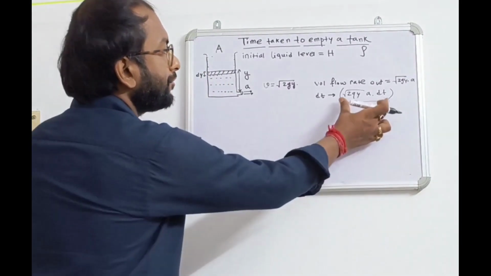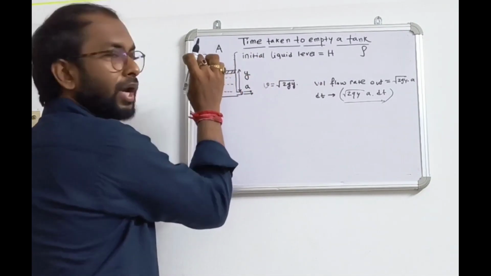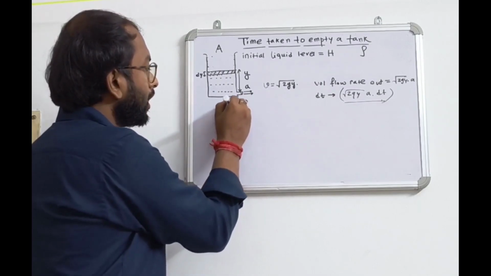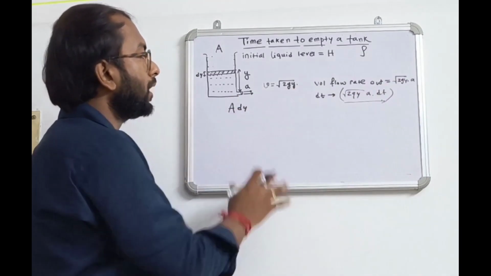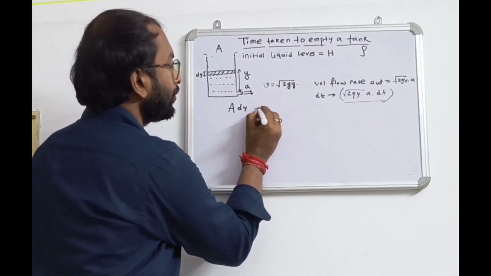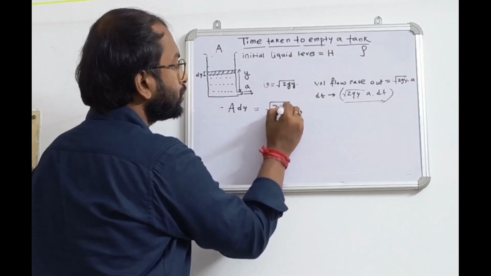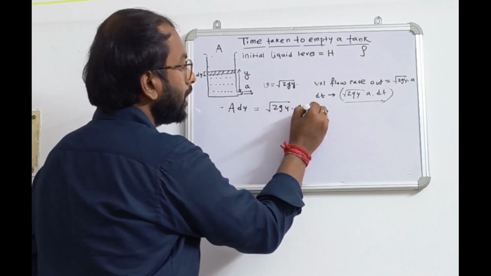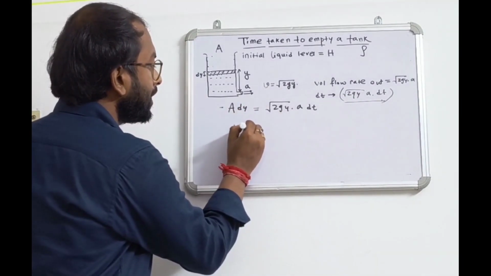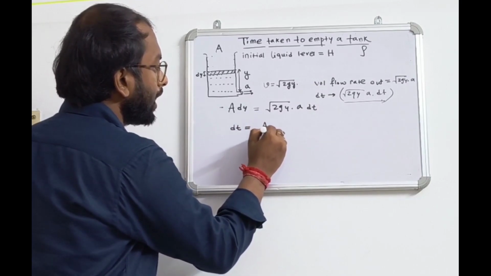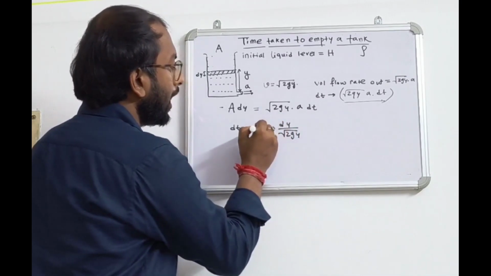That means this volume will be equal to the volume of this dy height column: area of the container into the height of the liquid column reduced. Since the height is reducing, we write minus A dy equal to root over of 2gy into area of the nozzle into dt. So that is our equation. We'll write dt is A by a, dy by root 2gy, and minus will come here.